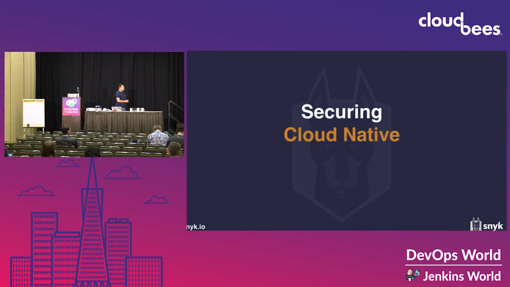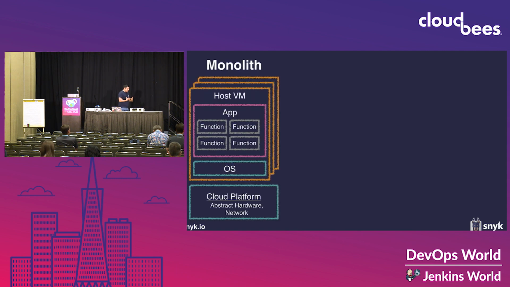So we're going to jump straight in, and we're going to talk a little bit about cloud native and about how the different architectures of cloud native deployments can affect our security. We'll start when we think about how a monolith was deployed into a cloud, for example. You can see that typically you would have a host VM. That host VM would contain your application, potentially running on something like a WebSphere or whatever you choose to run.